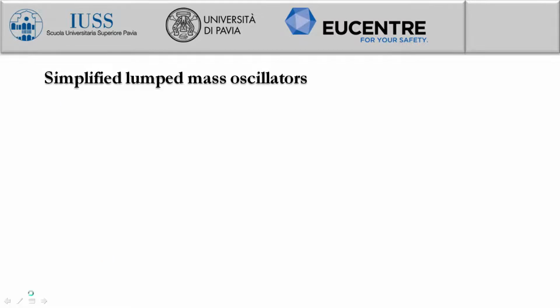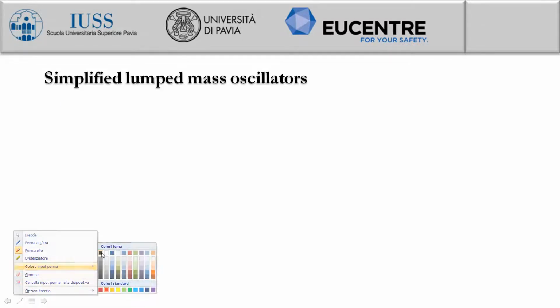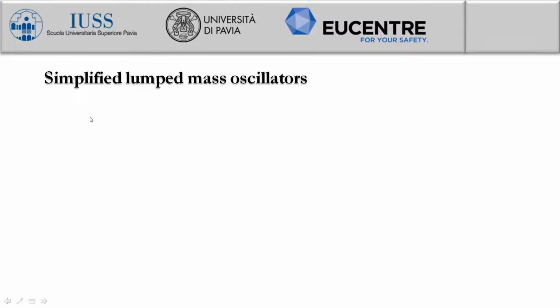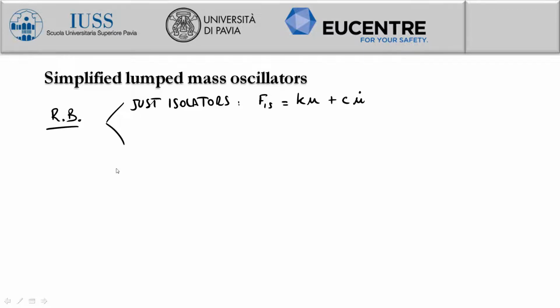So let's summarize everything that we have seen up to now for analytical modeling of the isolation force. Rubber bearings can be modeled in just a single way. I mean, there are two ways. Just isolators: the F isolation is equal to K times relative displacement plus damping coefficient times relative velocity.